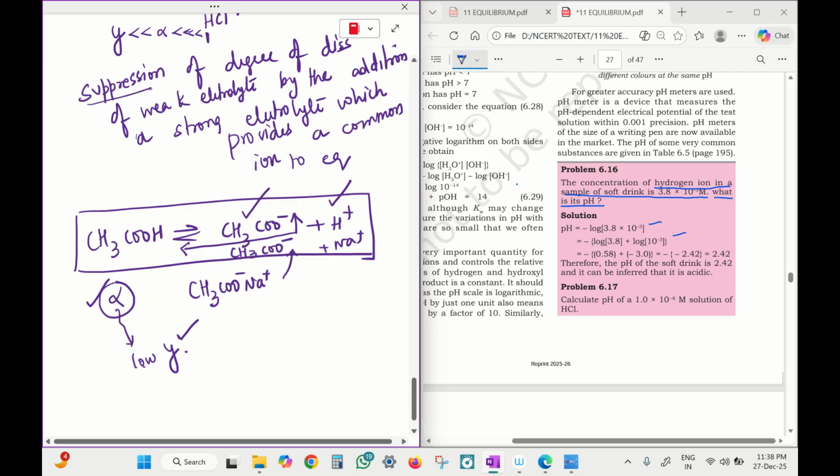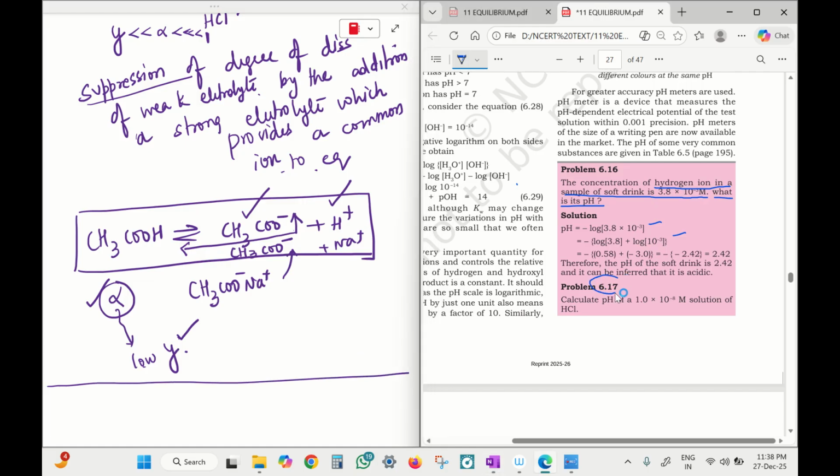So suppression of degree of dissociation of weak electrolyte by the addition of a strong electrolyte, which provides a common ion to the equilibrium, is said to be common ion effect. Okay, so based on this only, we have our next problem, 6.17.